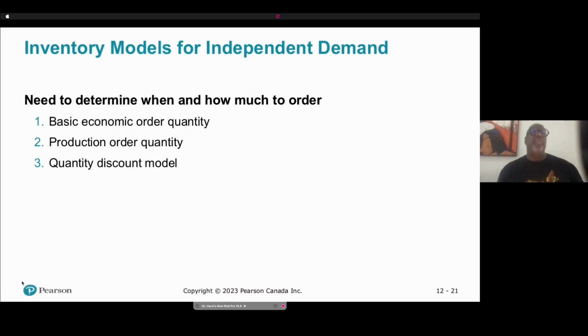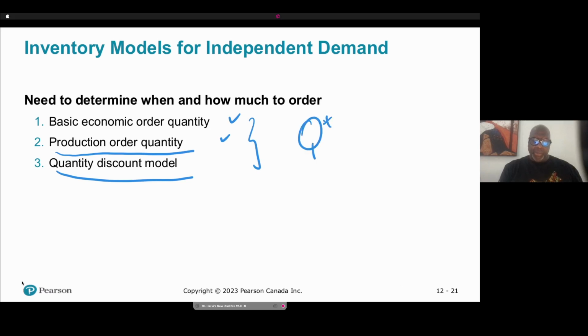Now, the question of when do we place the order? There is something called an economic order quantity that we will learn about, which basically means that the quantity that we order will give us the best cost. There's another model called the production order quantity, and then there's a quantity discount model. All of these three focus on the decision on what is the optimum quantity to order, Q star.